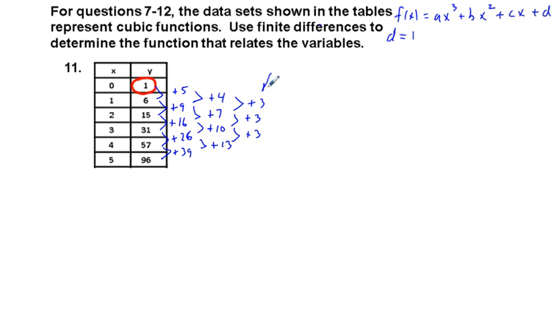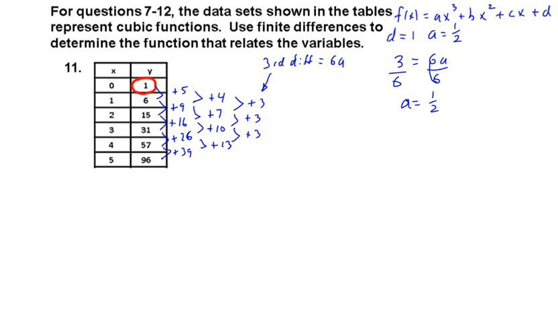So our third difference here is equal to 6a. So we can write our equation to the right here. We have 3 is equal to 6a. And dividing by 6, we have a is 3 over 6. So a is equal to 1/2.